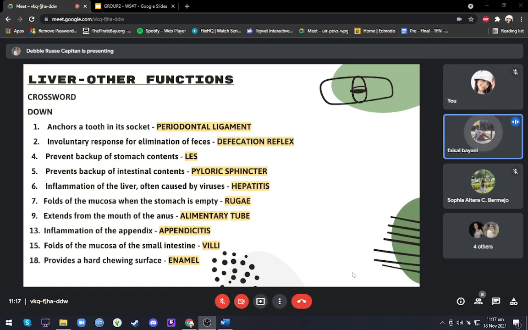Number 9, extends from the mouth to the anus: alimentary tube. Number 13, inflammation of the appendix: appendicitis. Number 15, folds of the mucosa of the small intestine: villi. Number 18, provides a hard chewing surface: enamel.